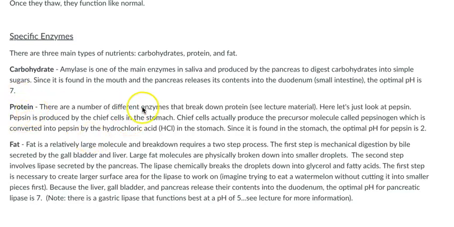For protein, there are a lot of different enzymes that will break down protein. You'll see more of that information in lecture material. We're just going to focus in on pepsin here for lab. Pepsin is produced by chief cells in the stomach, and what they're actually producing is a precursor called pepsinogen. That "-ogen" means it's coming before; it's a precursor molecule. That pepsinogen is quickly converted into pepsin by hydrochloric acid in the stomach. It functions at an optimal pH of 2.